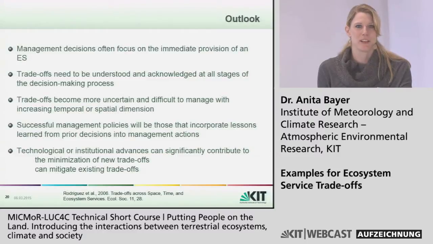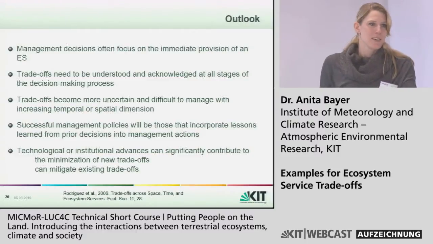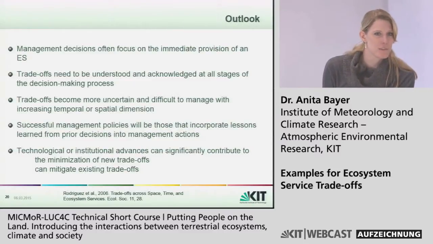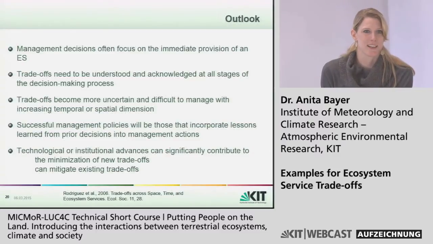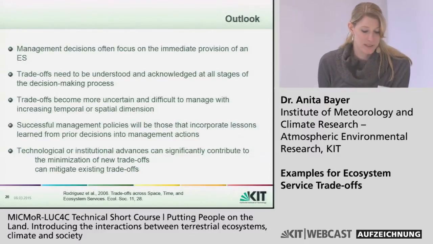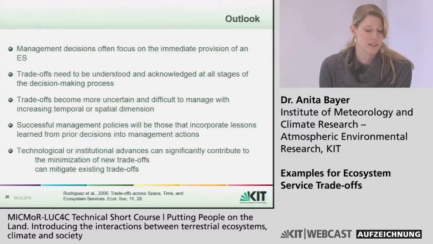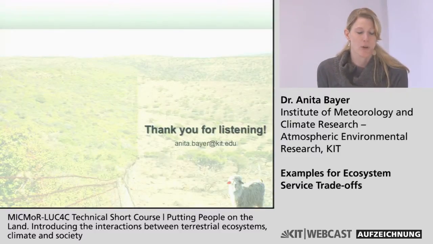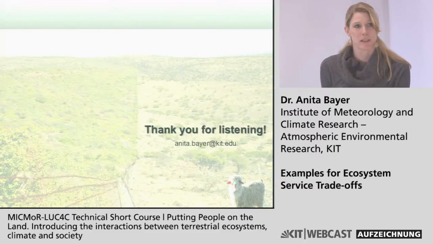I was actually very happy that one group really identified that, because you have to acknowledge that we can predict a bit of the future, for example, with models, but we can't do everything. It's simply more uncertain with increasing time or space. Successful management policies will be those that incorporate lessons learned from prior decisions into management actions. So there are a lot of examples out there which you can transfer maybe to your specific case study. And finally, we do have technological advances, and these can significantly contribute to the minimization of new trade-offs, but they can also mitigate existing trade-offs. So that's a summary of what we heard from you about trade-offs and some examples of methods for how trade-offs can be assessed.